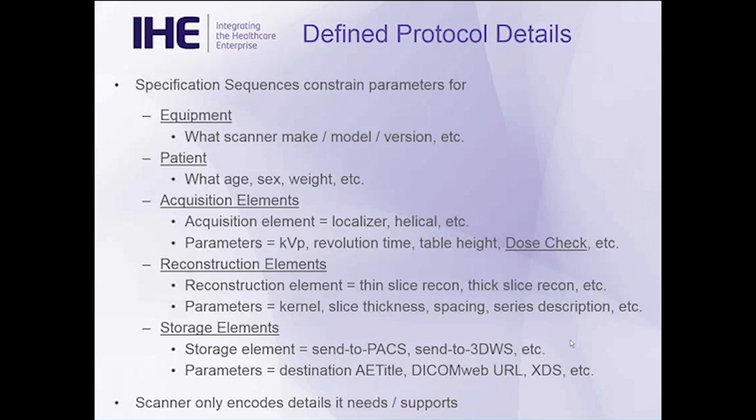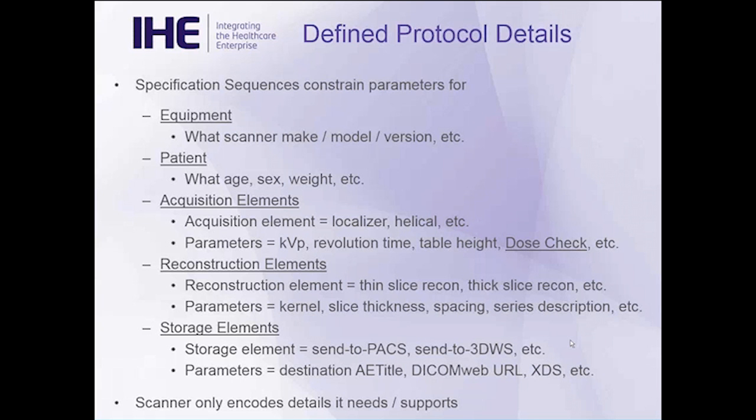The reconstruction elements, again, similar to acquisition: each reconstruction that's programmed into the protocol, do a set of thin slices, do a set of thick slices, is in a separate element specification, with parameters such as the kernel to use, slice thickness, the series description, etc. And then finally, storage elements are things like to support the auto-send features that are on a number of the scanners, things like send to PACS, send to the 3D workstation. You configure what the destination AE title is, what the DICOM web URL, XDS destinations, etc.